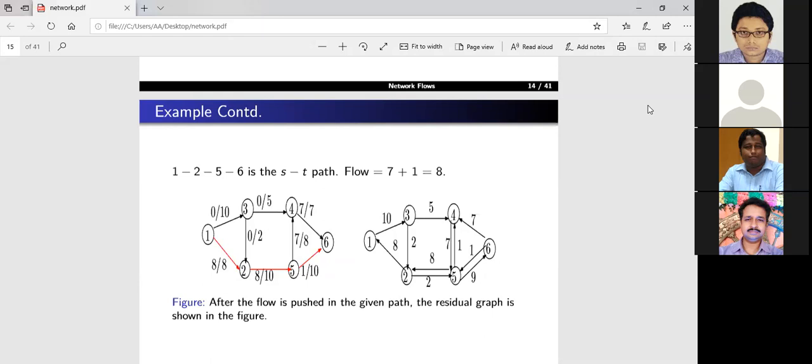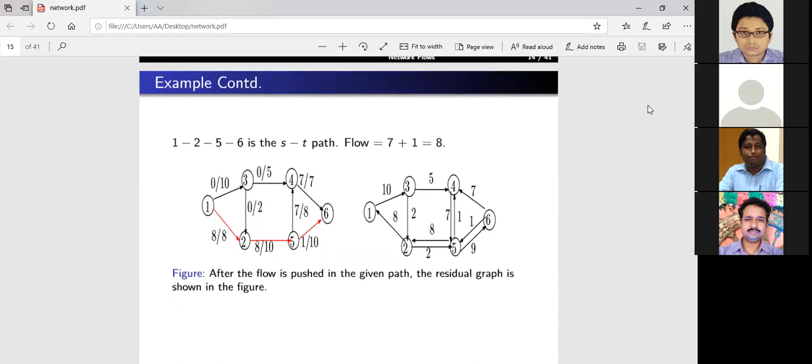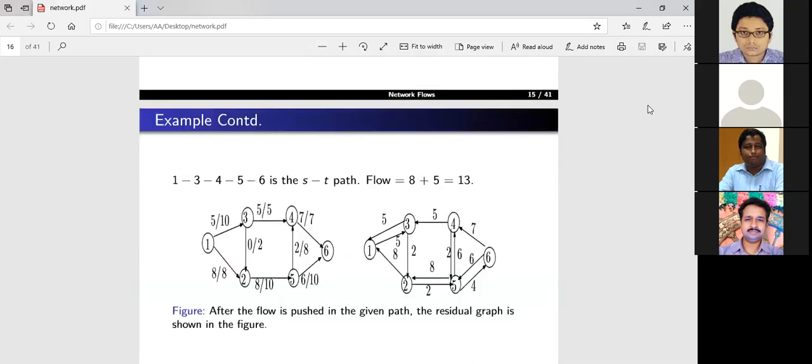So on the left hand side of this graph you can see the capacity as well as the current flow, and the right hand side graph is the residual graph as you construct the residual graph. So again another example here. So 1 2 3 4 5 6 is the ST path. 1 2 3 4 5, that's it.